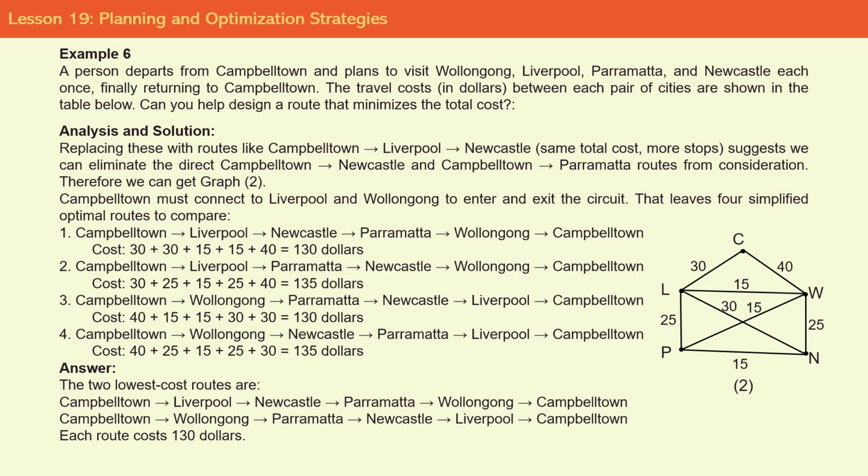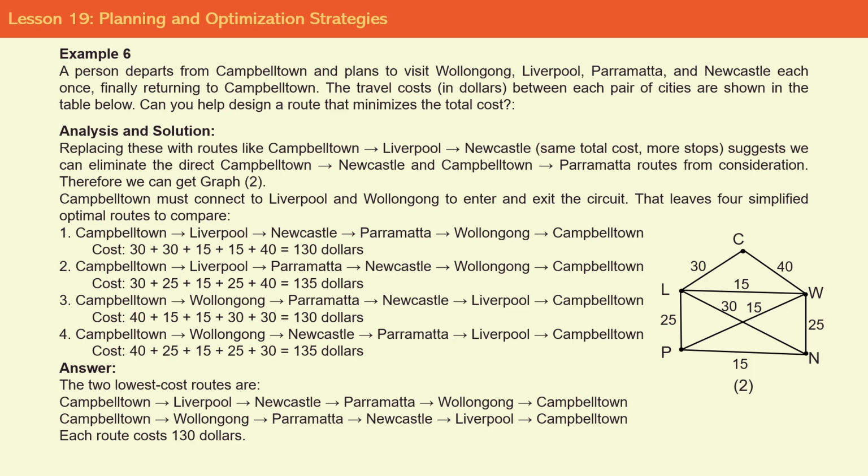Therefore we can get Graph 2. Campbelltown must connect to Liverpool and Wollongong to enter and exit the circuit. That leaves 4 simplified optimal routes to compare. Let's now break down the remaining routes one by one and calculate the total cost for each. 1. Campbelltown, Liverpool, Newcastle, Parramatta, Wollongong, Campbelltown. Cost is $130.